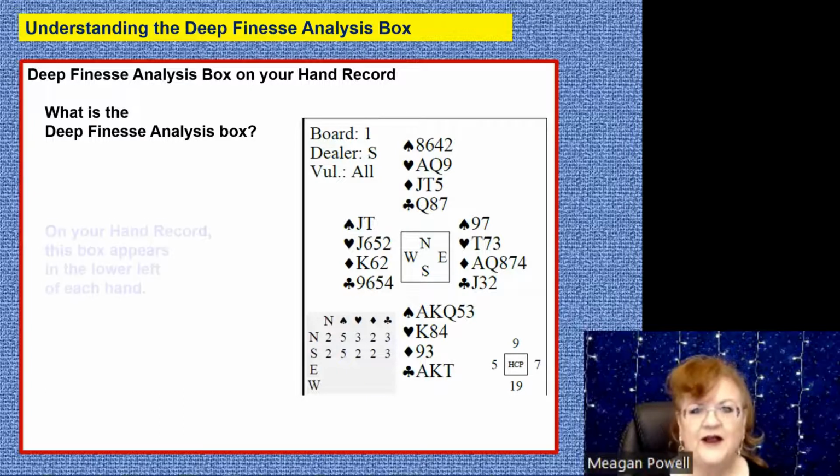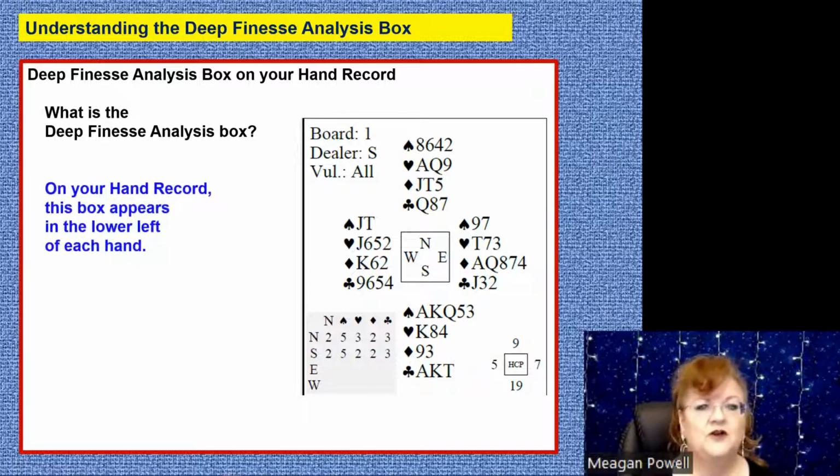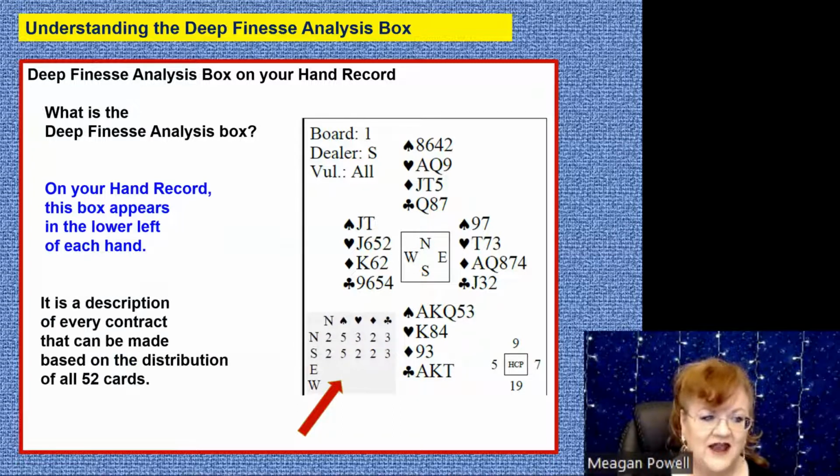Well, when you look at a hand record, either one you get from us or one you're looking at online, at the hand records that you're presented with when you go back to analyze your play, you will see in the lower left-hand corner on each hand this box with numbers and letters and icons in it. What is this box? Well, this is the deep finesse analysis box. It is a computer analysis of contracts that can be made based on where all 52 cards are sitting in that particular hand.